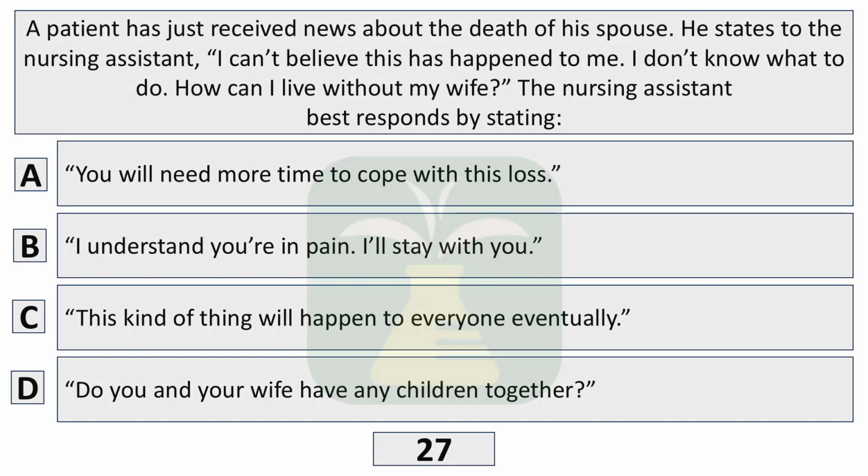A patient has just received news about the death of his spouse. He states to the nursing assistant, "I can't believe this has happened to me. I don't know what to do. How can I live without my wife?" The nursing assistant best responds by stating, A. "You will need more time to cope with this loss." B. "I understand you're in pain. I'll stay with you." C. "This kind of thing will happen to everyone eventually." D. "Do you and your wife have any children together?"